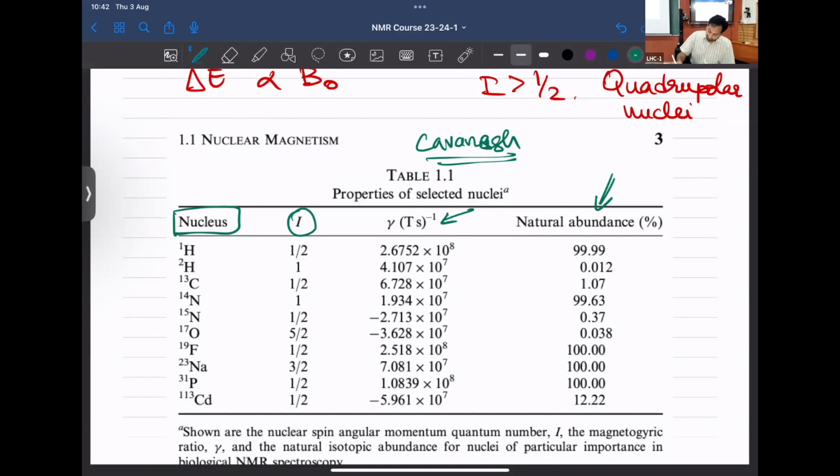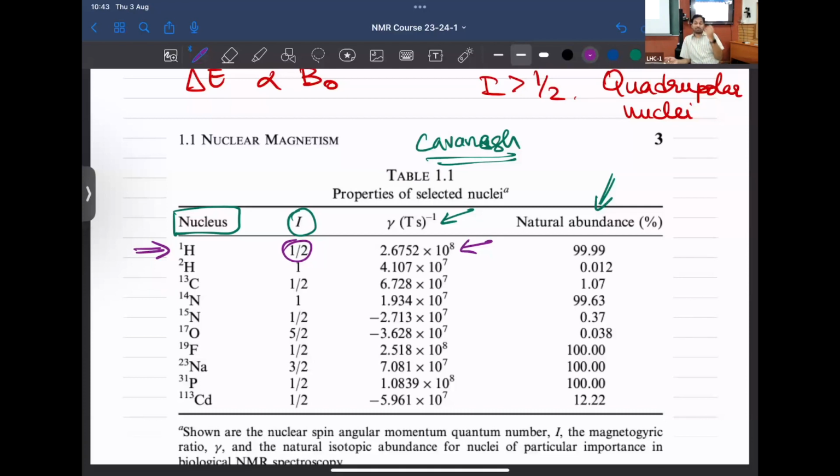So let's start with our favorite nucleus, which is proton, 1H, which has a beautiful spin quantum number of half and has one of the highest gyromagnetic ratios. I'm saying one of the highest, not the highest, because on record, tritium, which is an isotope of proton, has a higher magnitude of gyromagnetic ratio than 1H itself. But do you know why we don't use tritium for NMR? Abundance is one problem, but apart from that, tritium is a radioactive element. It's not very safe to use.